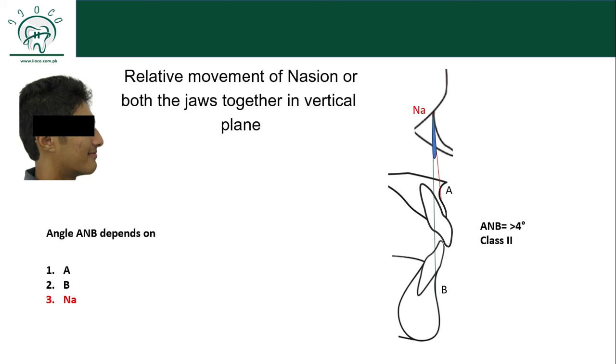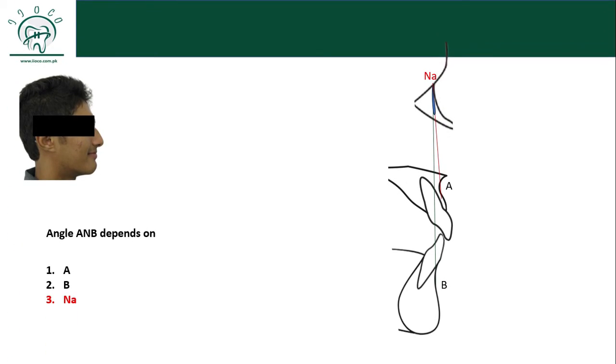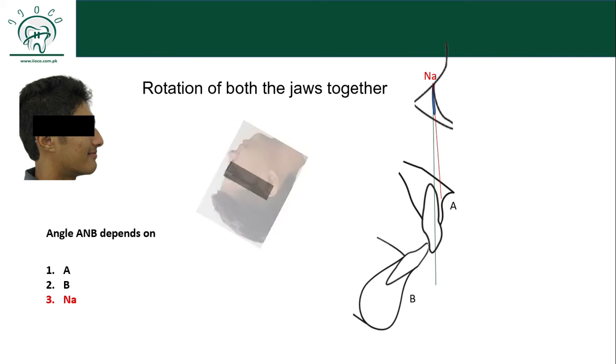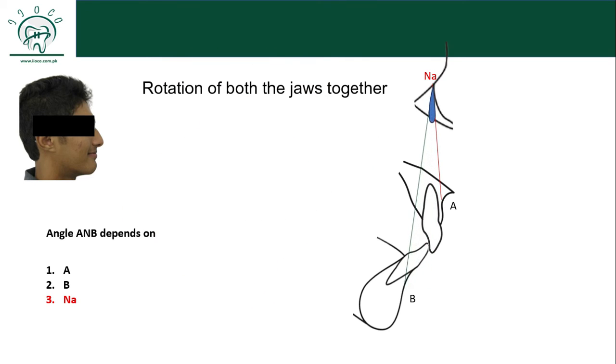Again, wrong diagnosis. Now let's see what happens if there is clockwise rotation of the maxilla and the mandible together. Again, the same case becomes severe class 2. However, we have not moved the maxilla or mandible in the sagittal plane at all, and the relationship of both the jaws is still class 1.